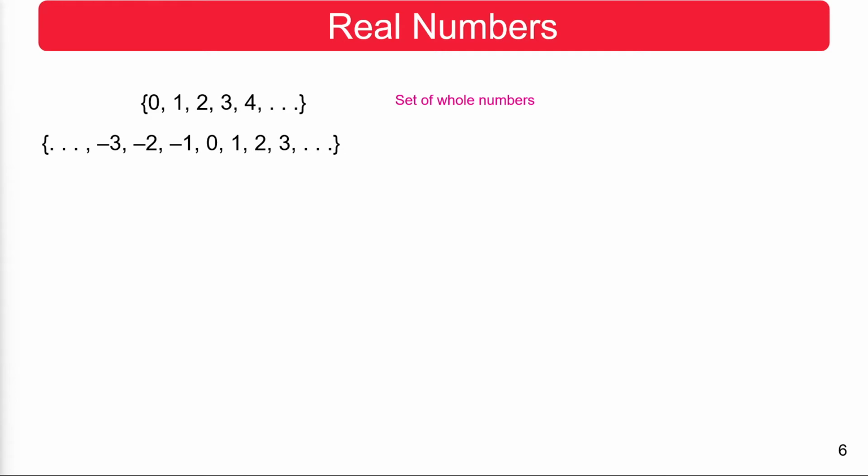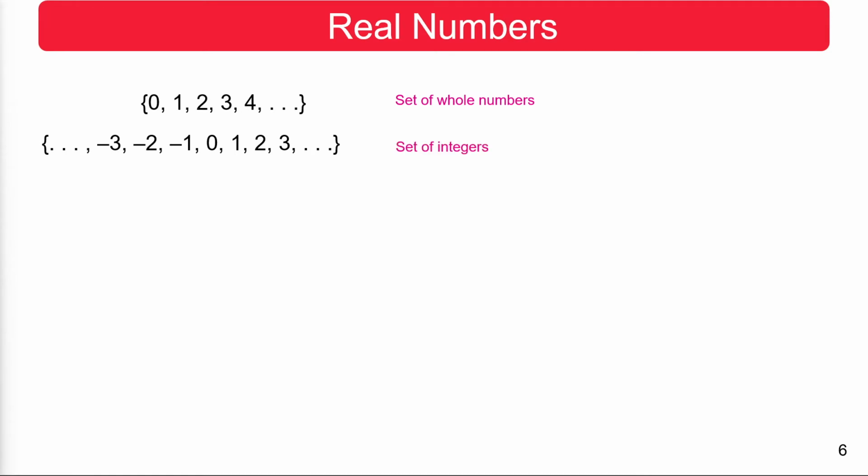The second set of real numbers will be the whole numbers. Basically, it will include all natural numbers along with 0. So we are going to call it the set of whole numbers. And the third set will be integers. Integers will include the whole numbers along with the negative side of numbers like -1, -2, -3, ellipses. So we are going to call it the set of integers.